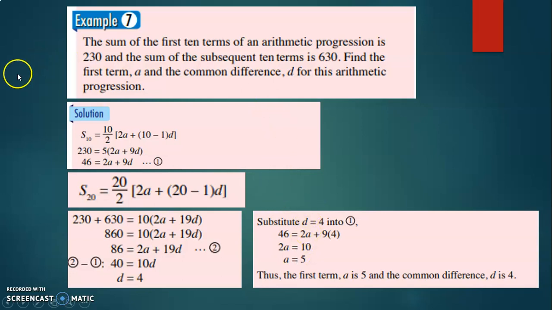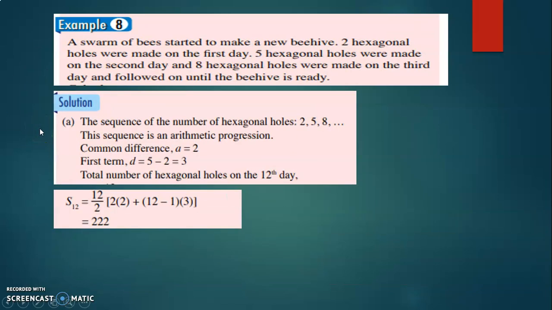Alright, you look at another one. 再看下一个。A swarm of bees started to make a beehive. 2 hexagonal holes were made on the first day. 5 hexagonal holes were made on the second day. And 8 hexagonal holes were made on the third day, and follow on until the beehive is ready.